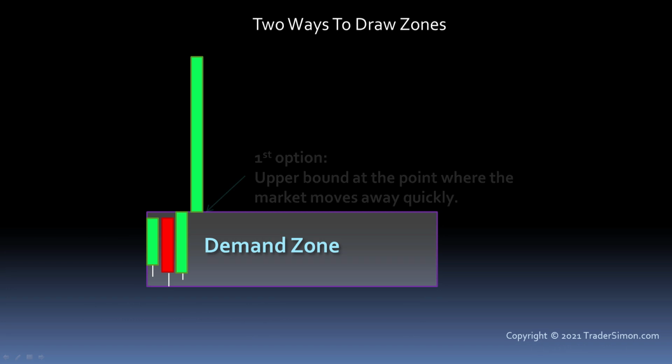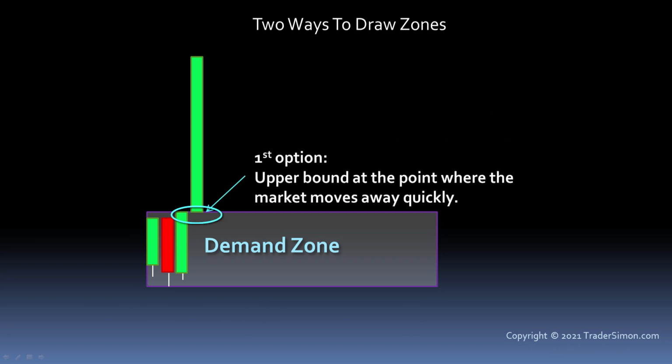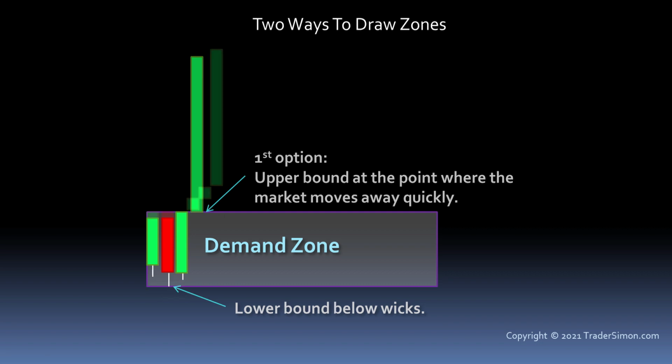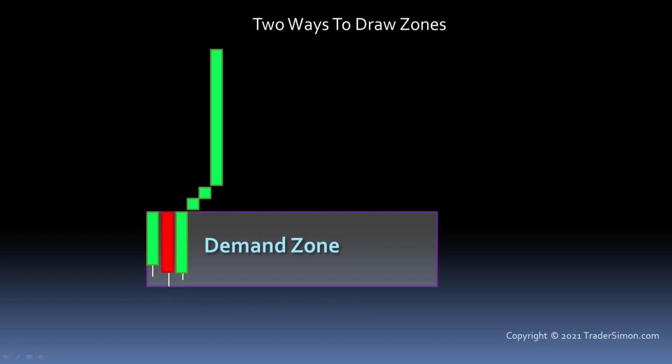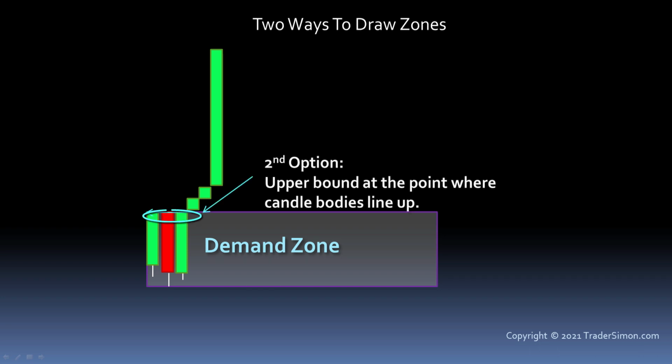There's two ways you can draw a demand zone. The first is to make the upper bound at the point where the market moves away very quickly, so you can see that here, and then the bottom of the zone, the lower bound, will be below the wicks. But what if you can't see the exact place where the market has moved away? Well, in that case, the second way of drawing it is to line up the zone with the candle bodies. So the upper bound will be at the point where the candle bodies line up, and then the lower bound will be below the wicks.